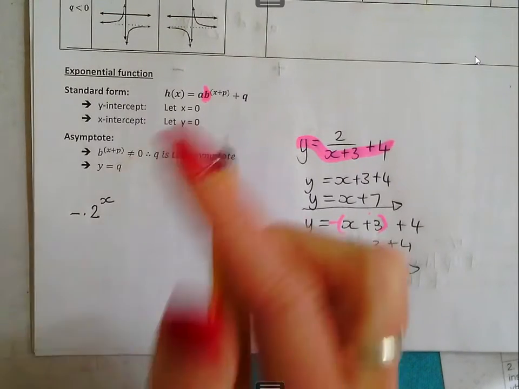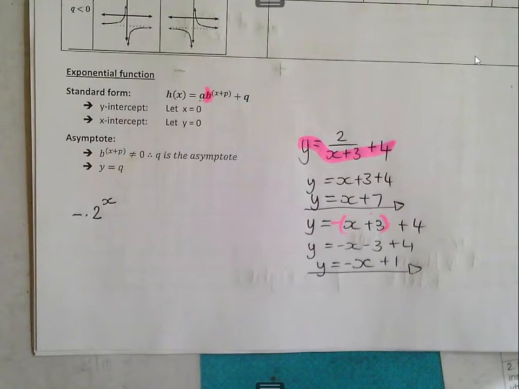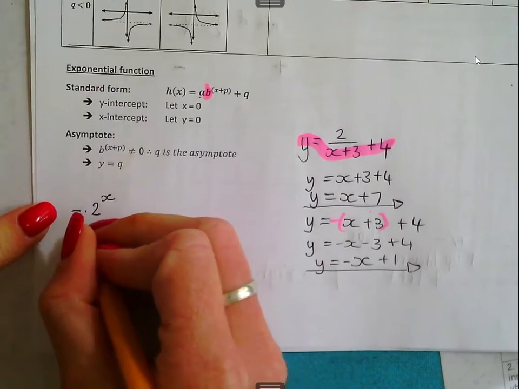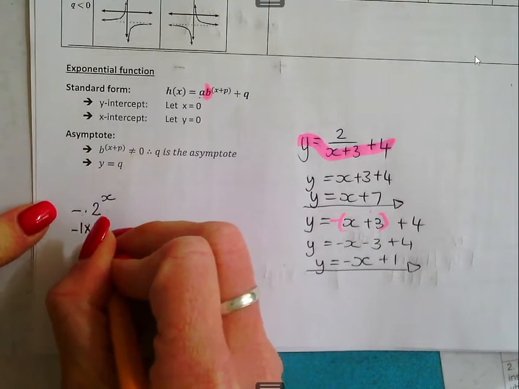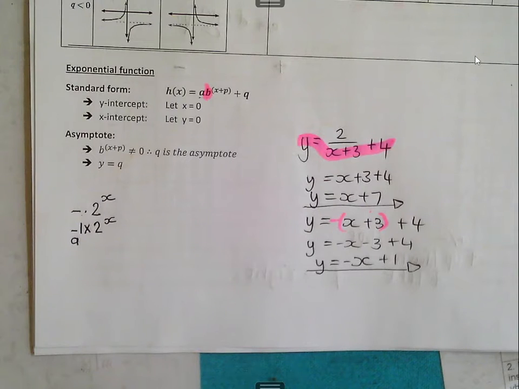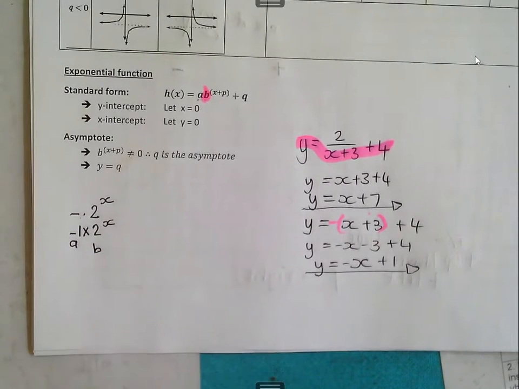What I am saying is, do you see that one has a b to the power of x plus b? That's because this thing is minus 1 times 2 to the power of x. The A value is the minus 1. Okay? The B value is the 2. The B value is always positive. If it has a negative, it means that's the A value.